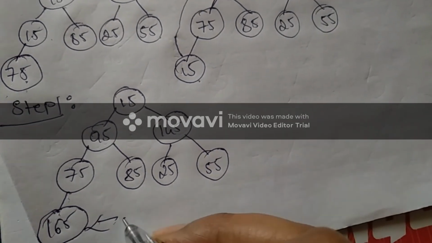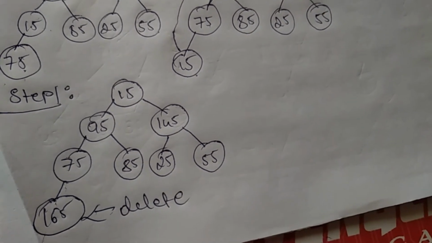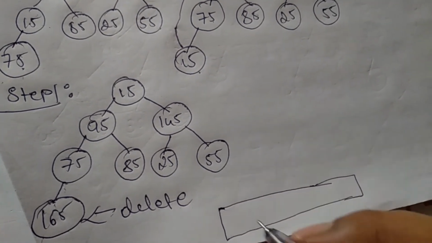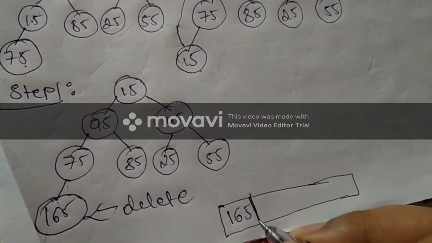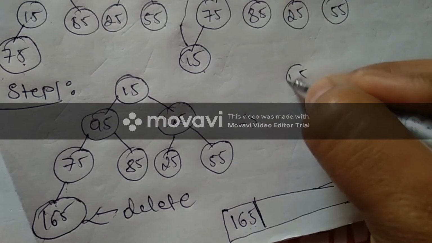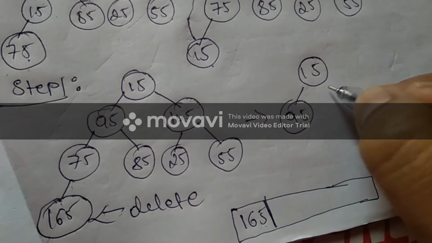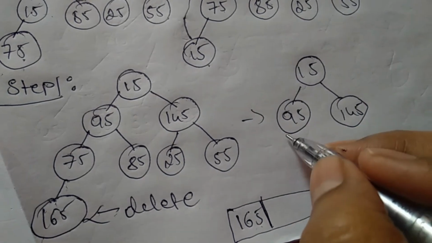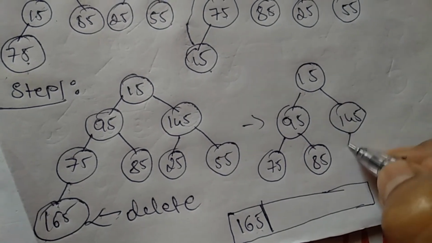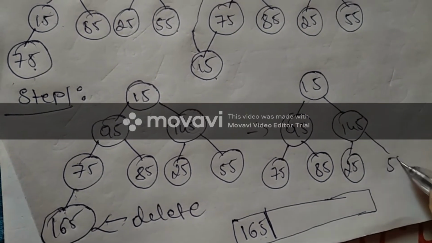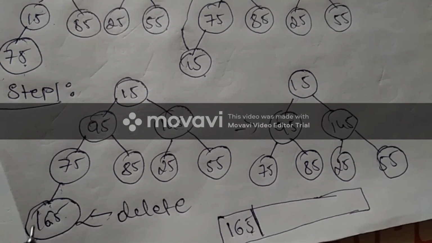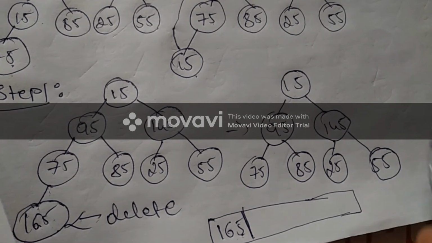In step 2, you have to delete this one. Once you have deleted this, it has to be recorded in an array. 165 is deleted and it has to be recorded in the array. Now you just write it after deletion: 15, 95, 145, then 75, 85, 25, 55. I have deleted 165 and recorded it in the array. That means it is sorted. Now after deletion I got this.